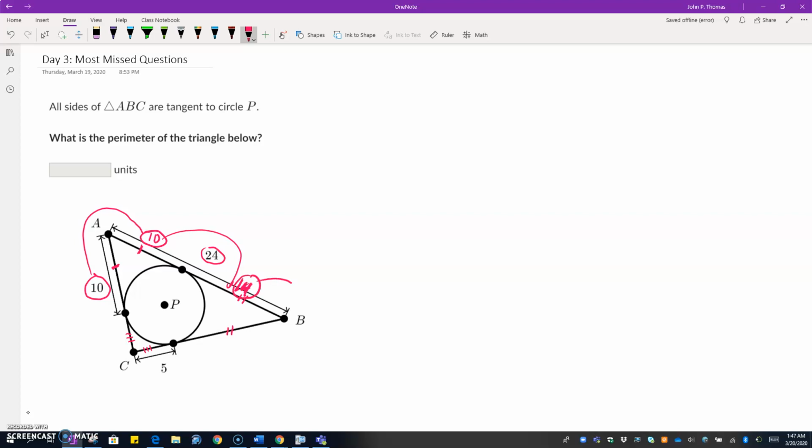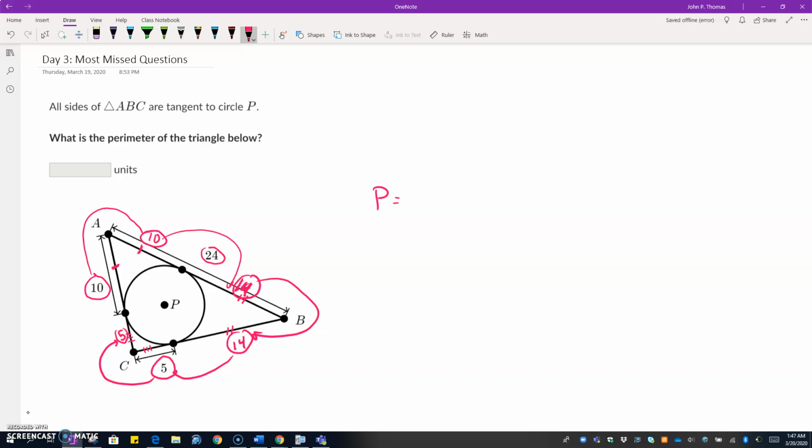Then if I go from that 14, that's congruent to this one, so this is a 14 as well. Alright, then from that 14 I go over, I've got a 5. And then if I carry that 5 over to this spot, this has to be 5 as well. So by picking one starting point, we were able to walk our way around the object and find each segment we needed. Now, this asks for perimeter.